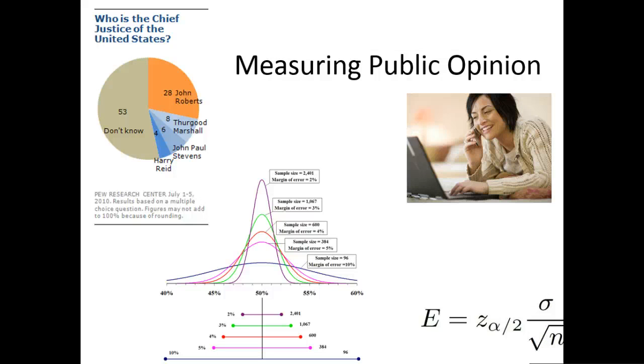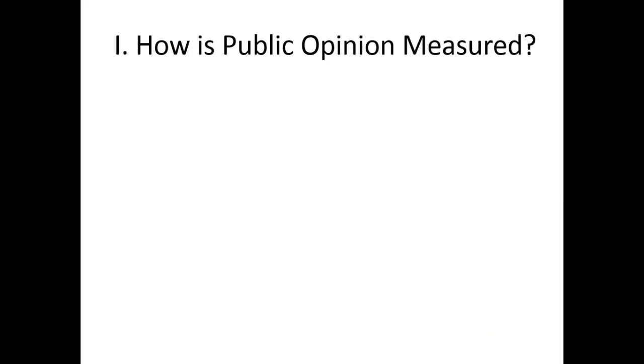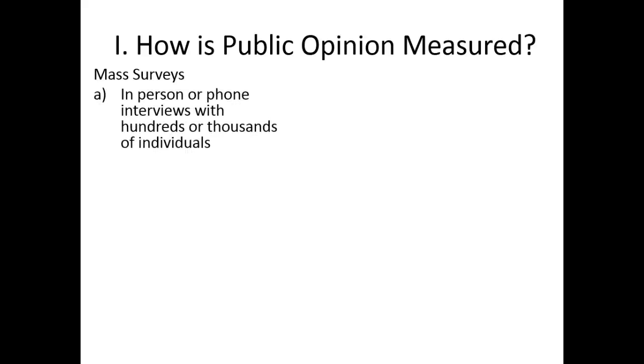All right, measuring public opinion. So how is public opinion measured? Public opinion is aimed at measuring a certain population. Most of the time, public opinion is measured by mass surveys. It's in-person or phone interviews with hundreds or thousands of individuals. It is aimed at a particular group or area.